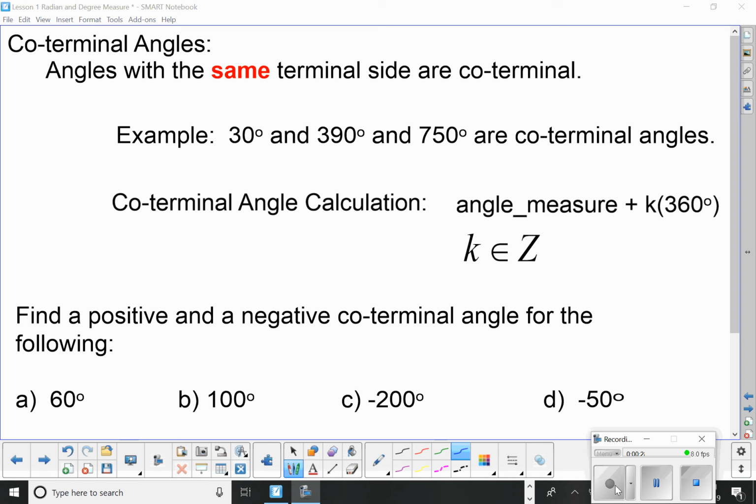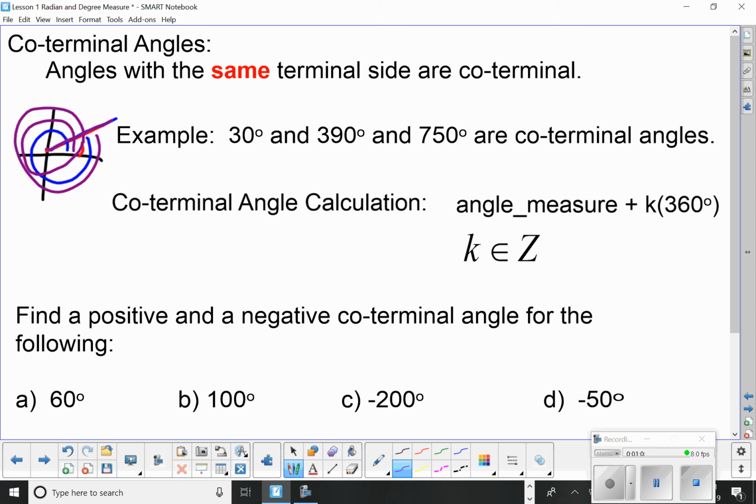So for example, 30 degrees. That'd be something like about here. Okay, that's 30 degrees. 390 degrees is right here, but to get there I had to go all the way around, which is 360 plus another 30. 750 again is also right here, but now I'm going to go around once, twice, and then hit there.